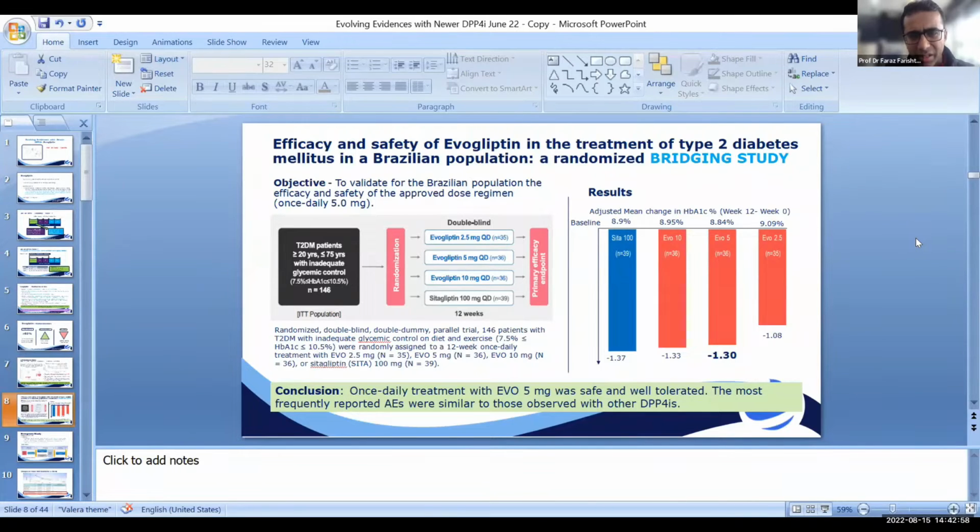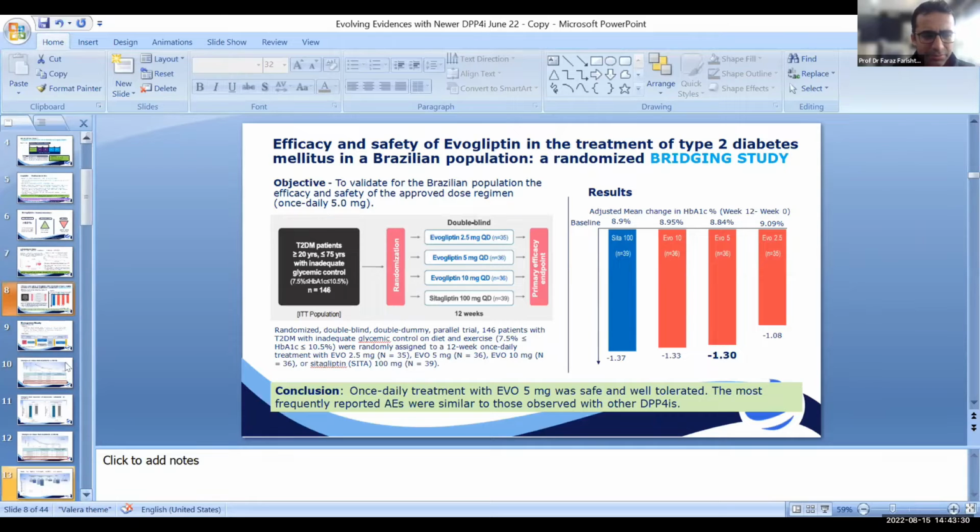This is another study, the bridging study, which was done to see the efficacy and safety of Evogliptin in type 2 diabetics in a Brazilian population. So again, here it proved that once daily treatment with Evogliptin was very safe and well tolerated. The adverse events were almost similar. I think the only adverse events, if I have to talk about, are nasopharyngitis and some amount of viral myalgias, which we have seen with most of the DPP4 inhibitors.